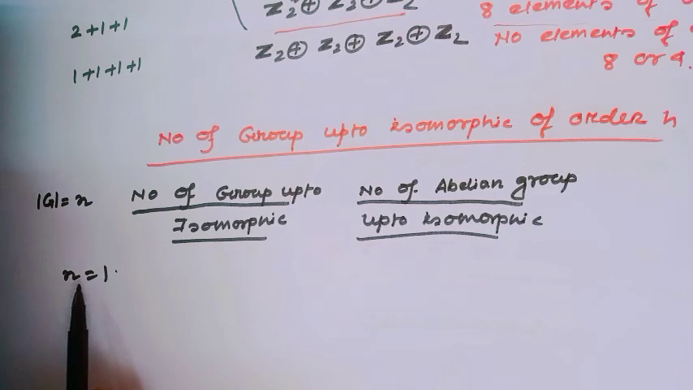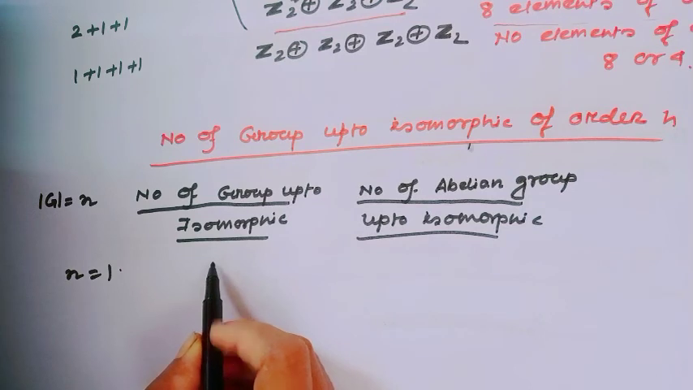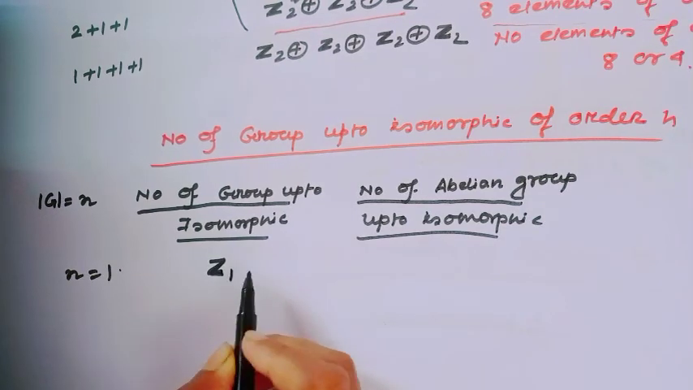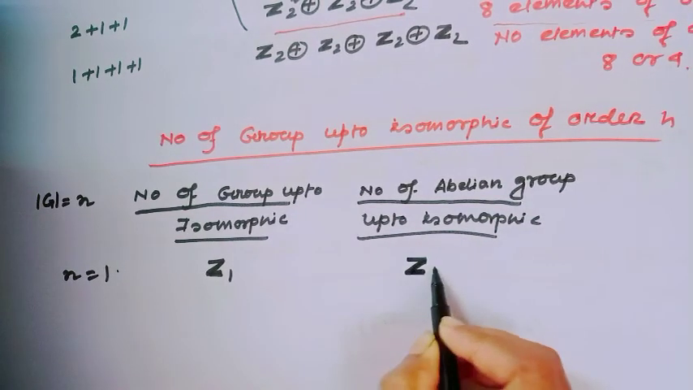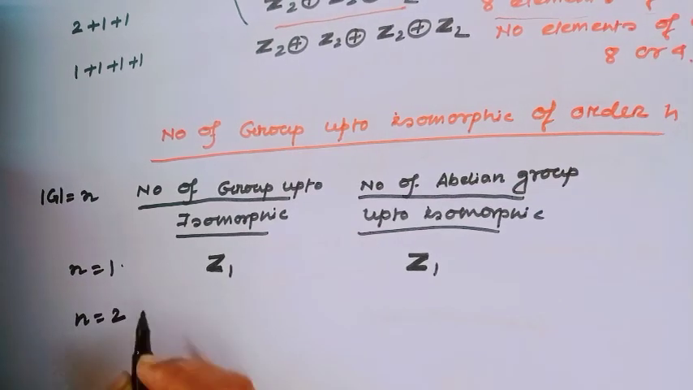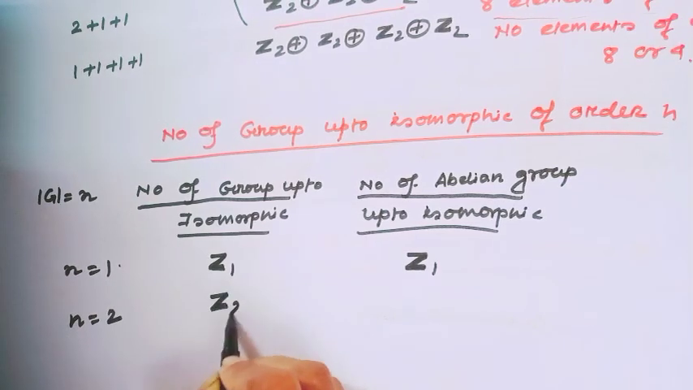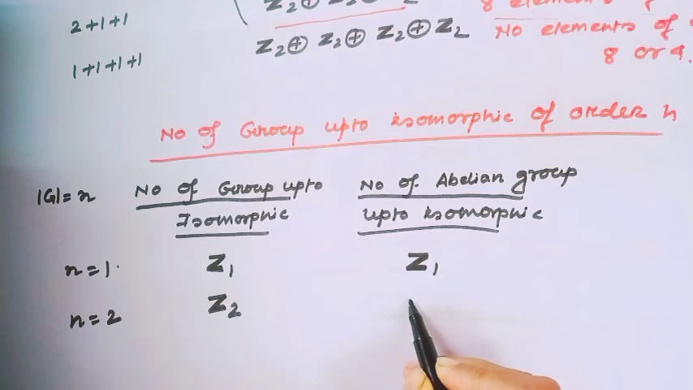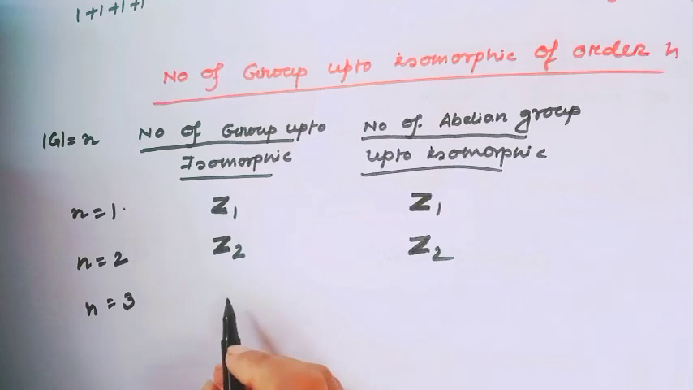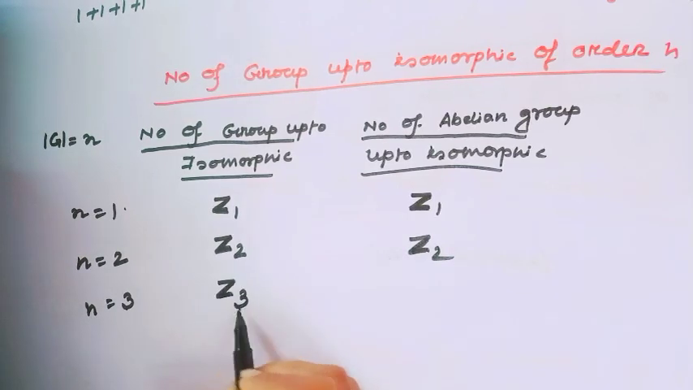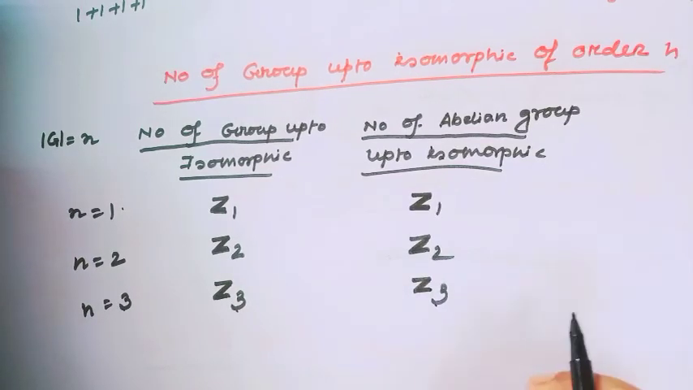When order of G equal to 1, then the number of groups up to isomorphism is only 1. This is Z1. And number of abelian groups up to isomorphism is also this group Z1. When n equal to 2, since 2 is a prime number, this is always cyclic and this is only Z2. And number of abelian groups up to isomorphism is also Z2. When n equal to 3, this is also prime order. So this is only Z3, which is cyclic, and abelian group also up to isomorphism Z3.